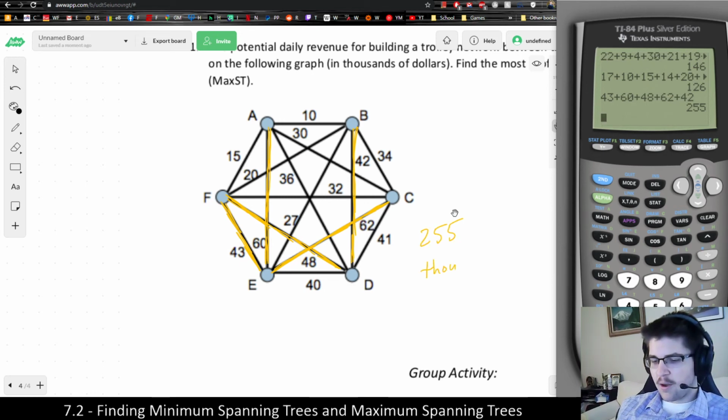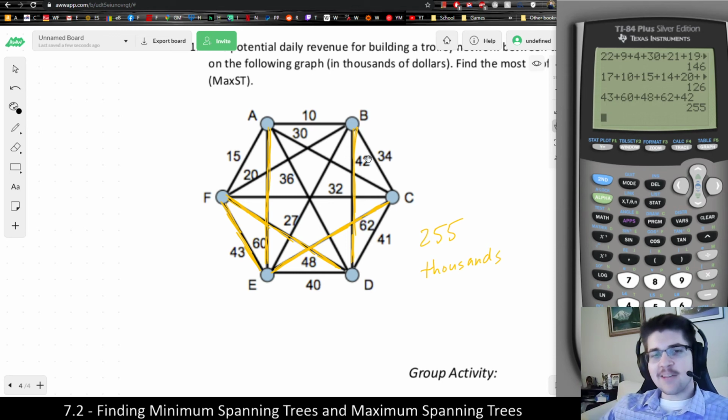So, our trolley line, whether this number is realistic or not, will be making $255,000 per day if we do this construction. And obviously, if I was to use other trolley lines, we'd be making less money, and obviously our goal here was to maximize our revenue.